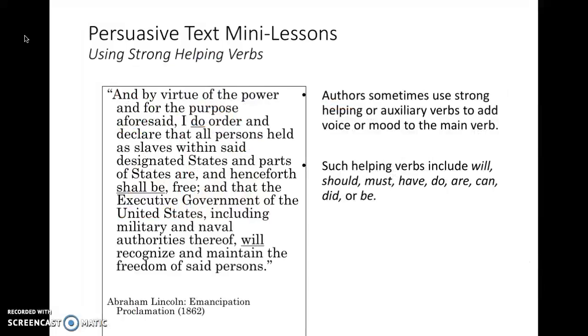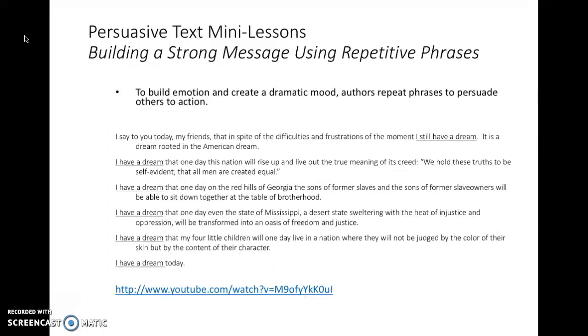There's different types of mini lessons that you might teach with persuasion. Certainly using strong helping verbs. Authors sometimes use these strong words to add voice or mood to the main verb. I know in our editing session, I talked a bit about taking these types of words out, but sometimes in persuasion, you want to put these words back in. And this is what Lincoln did when he wrote the Emancipation Proclamation.